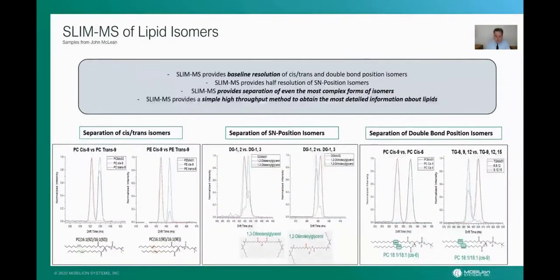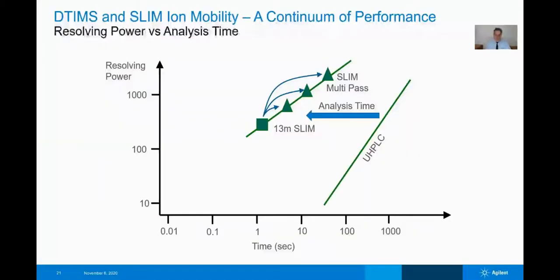It can also be applied to complex systems like lipids. So here, with the various isomeric forms of lipids, we've got cis-trans separations that are now possible. We have SN positional isomers that are separated, as you can see in the middle, as well as moving the double bond along the chains. We can separate those double bond positions. That's very exciting. So to summarize, here's where we stand with the SLIM technology.